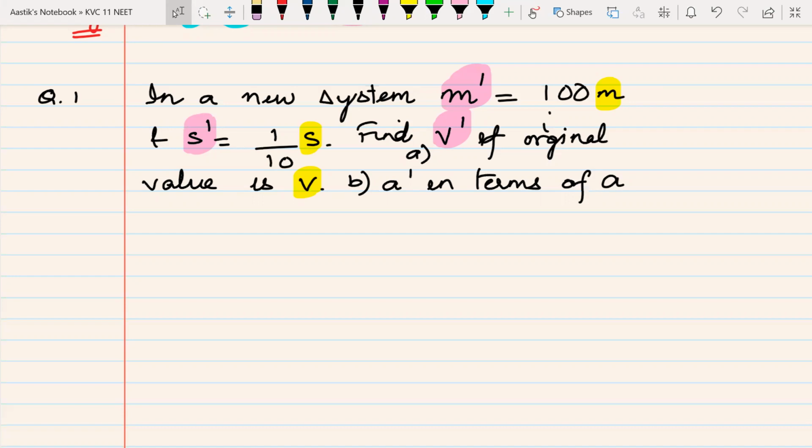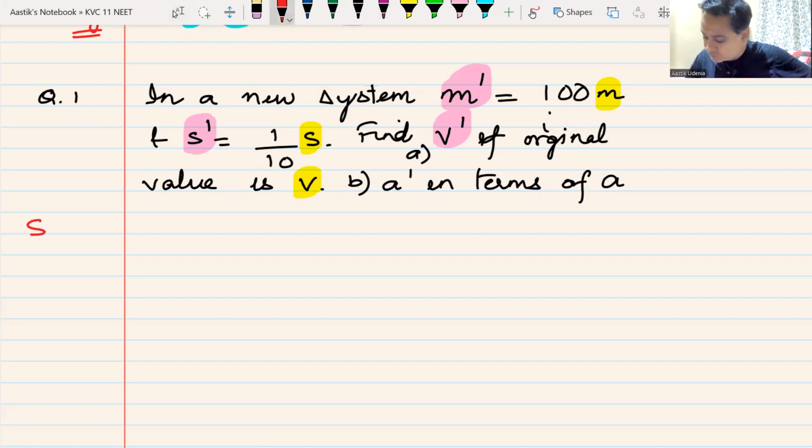Okay, it seems we have done. Let's see how we are supposed to do it. Let's solve. I hope everyone can see the board. How are we going to solve this?